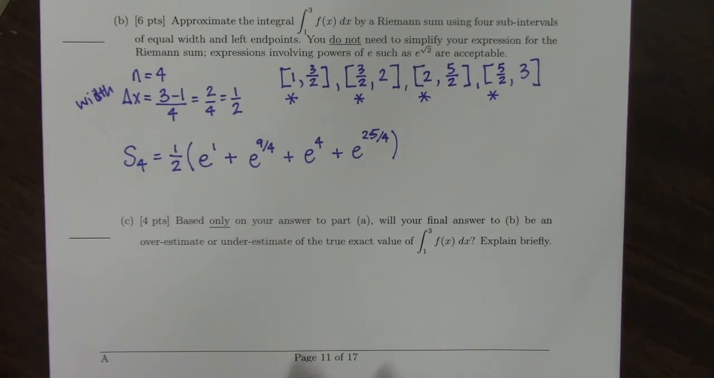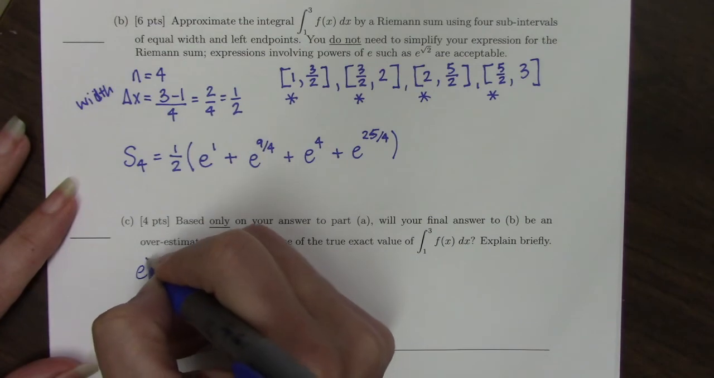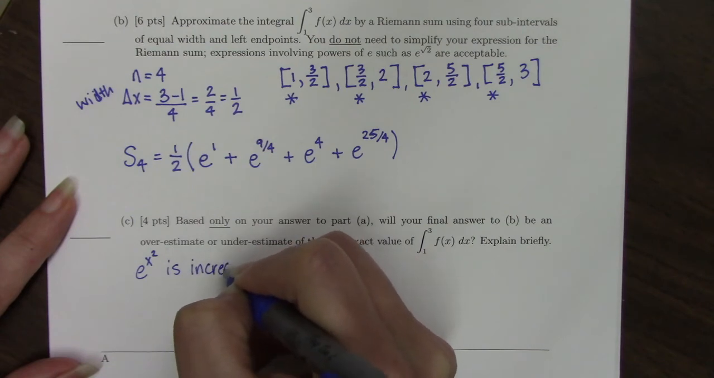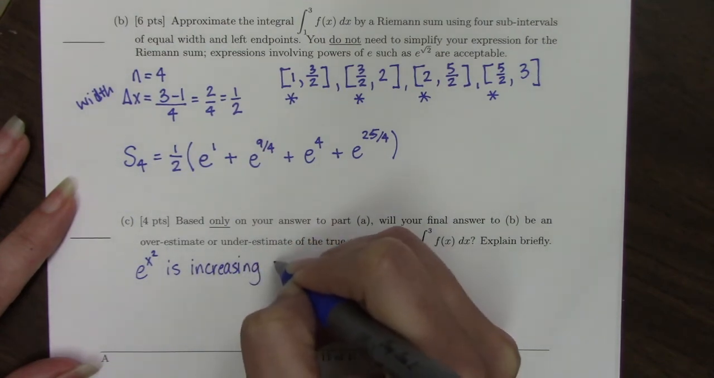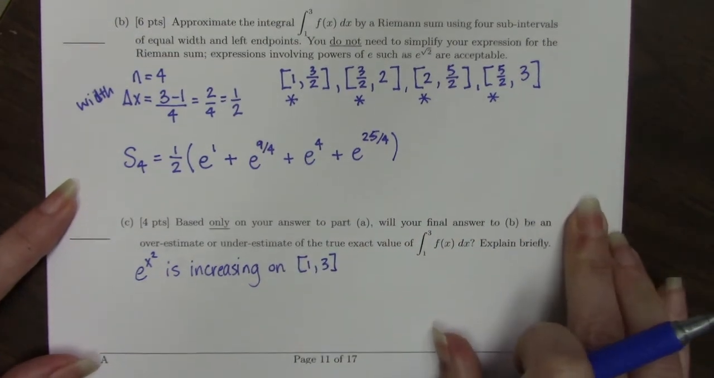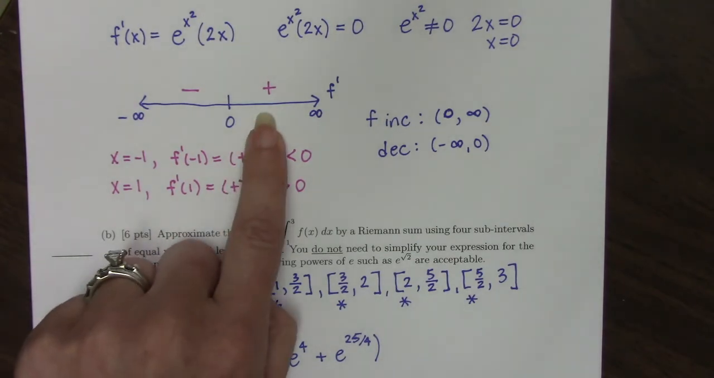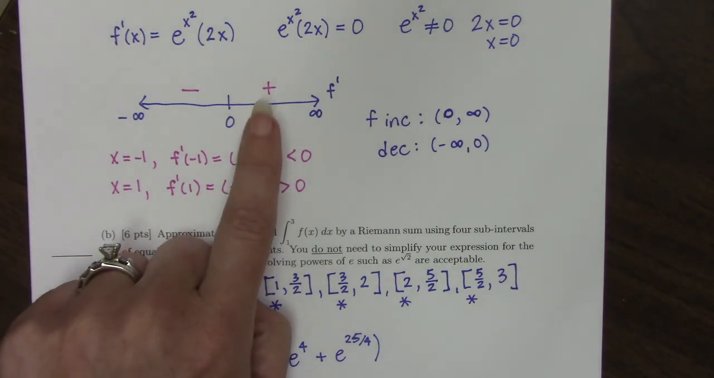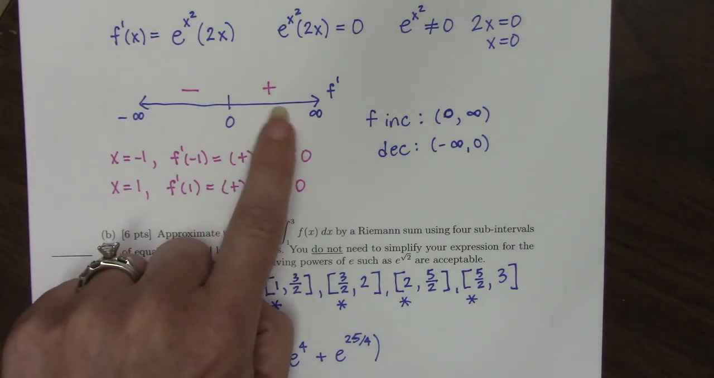Based only on your answer in part A, will your final answer for B be an overestimate or underestimate of the true exact value of our integral? And explain briefly. So we know that the function e to the x squared is increasing on 1 to 3. And if I go back to part A, I absolutely know that, right? I know by looking at the equation those numbers are getting bigger, but we actually found the intervals of decreasing and increasing, and 1 to 3 is right here.